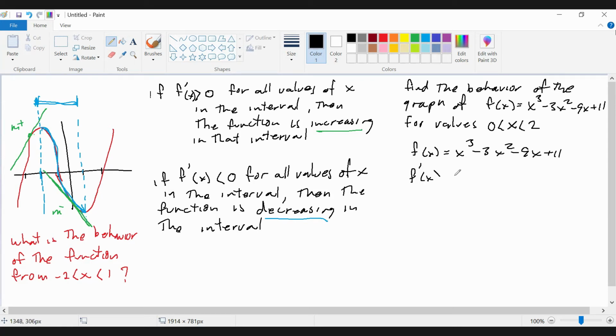your f prime of x is now going to be what? f prime of x is 3x squared minus 6x minus 9. Yeah, I wrote the equation wrong.